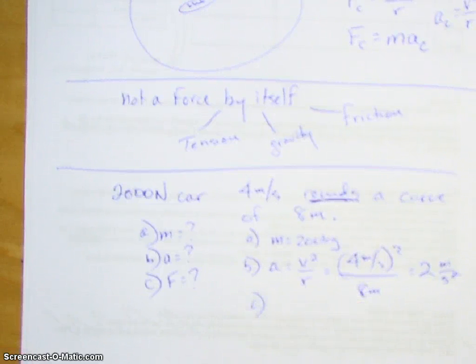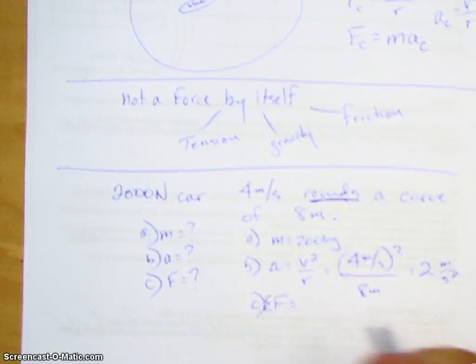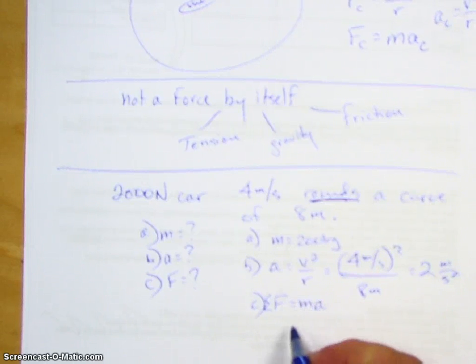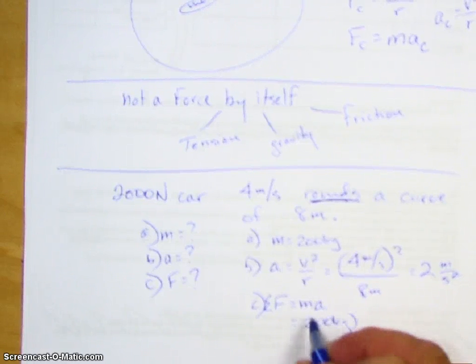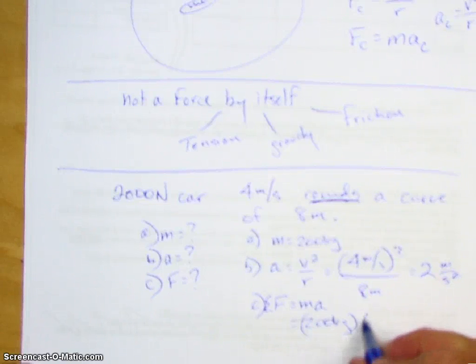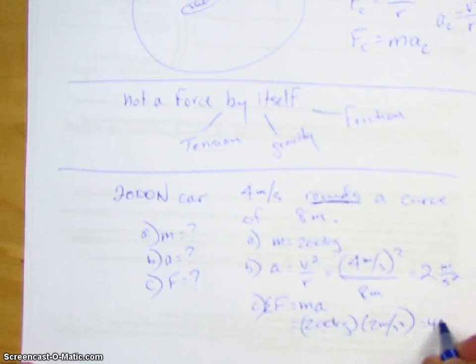For part C, I now want to say that centripetal force, well, we know that it's a net force, and we know the net force equals mass times acceleration. So here's a shortcut. 200 kg, that's the reason you needed the mass earlier, times an acceleration of 2 meters per second squared gives you 400 newtons of force to turn that corner.